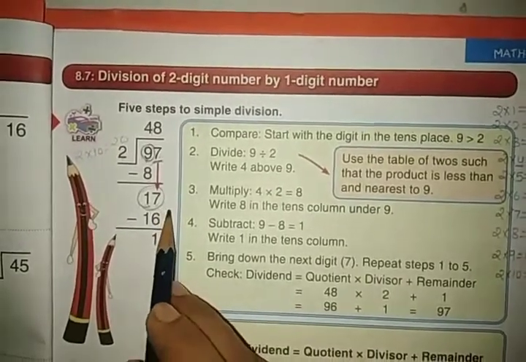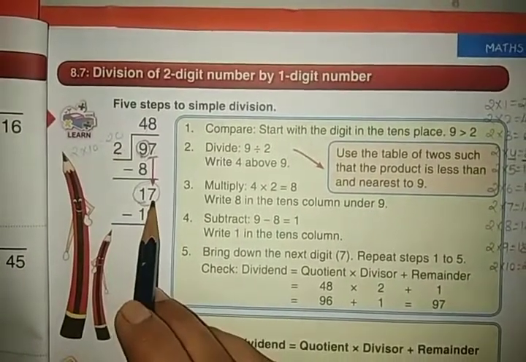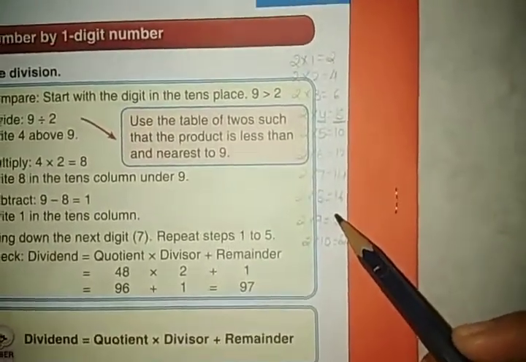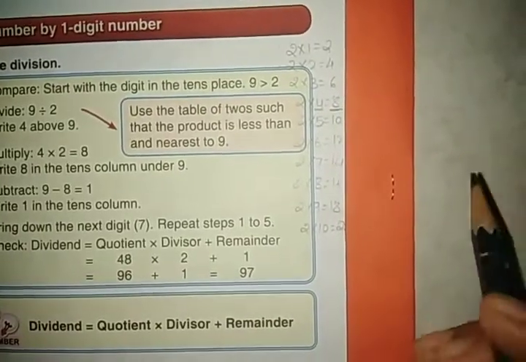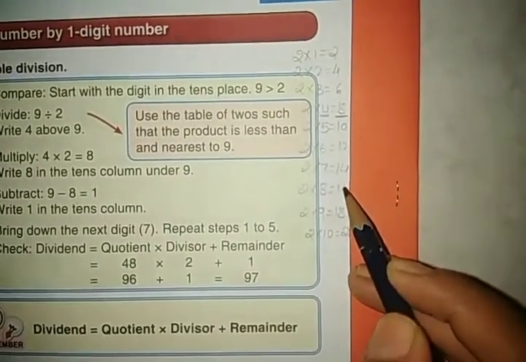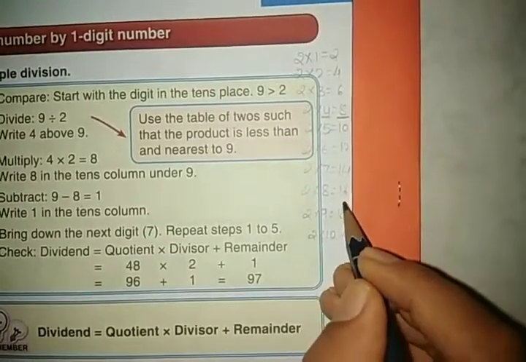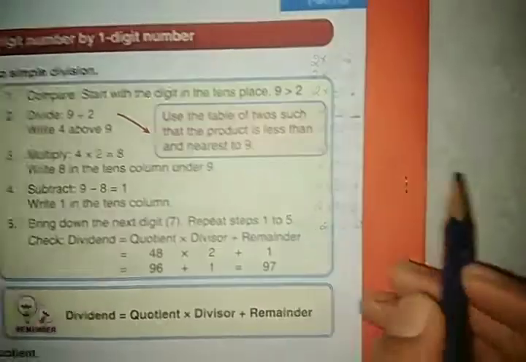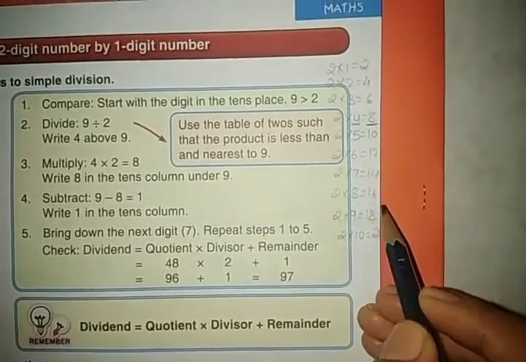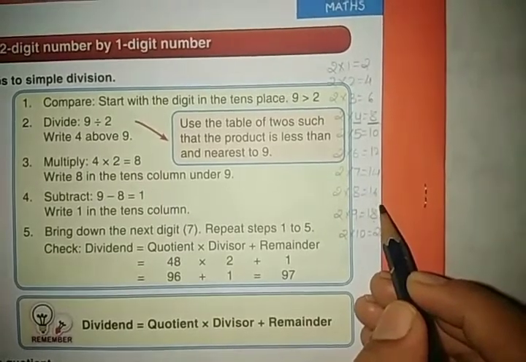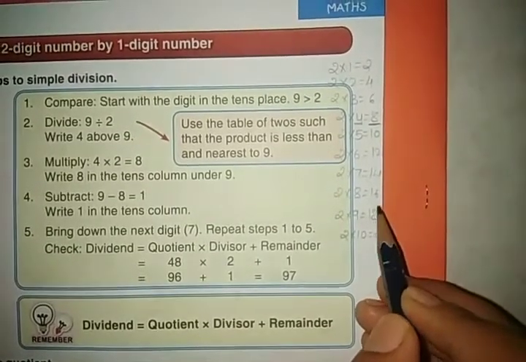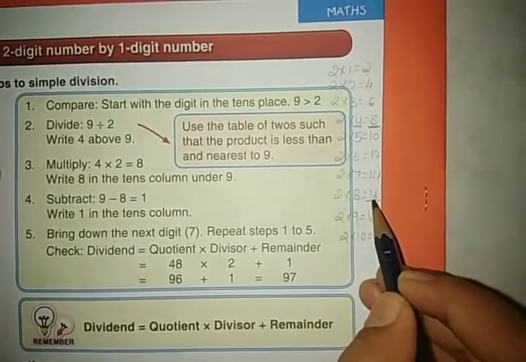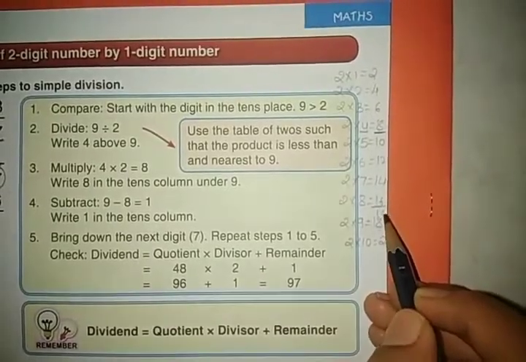Now we should check whether 17 is in the 2 table or not. See, this is the 2 table. See here, is 17 there, children? No, 17 is not there. 16 is there and 18 is there. Between these two numbers 17 will come, but it is not there in the 2 table. And we need to take the nearest and smallest number, and the nearest and smallest number for 17 is 16. Yes, this is nearest and this is smaller than 17.